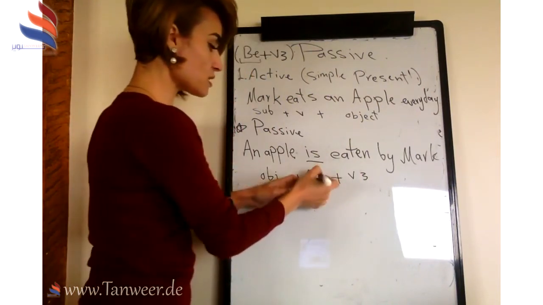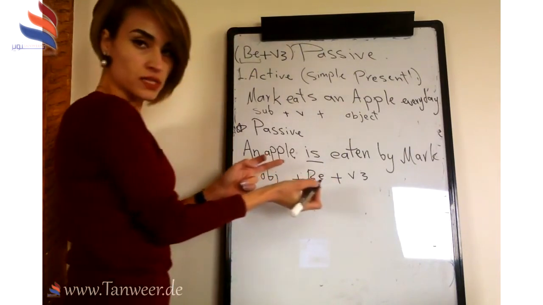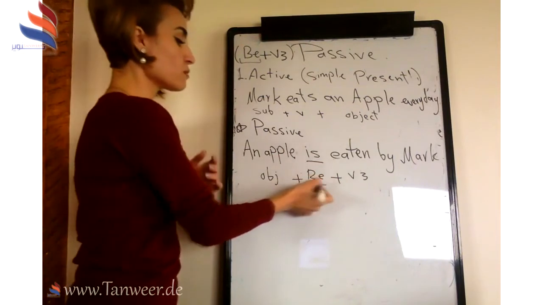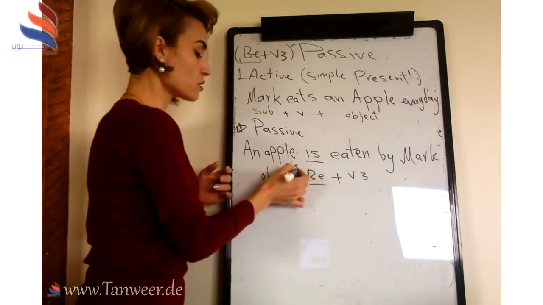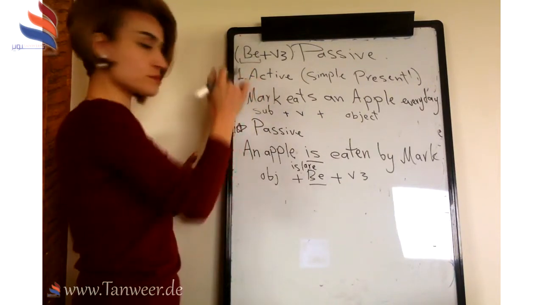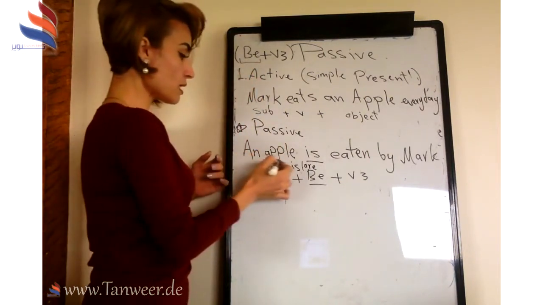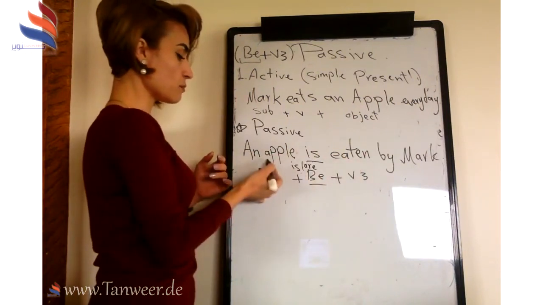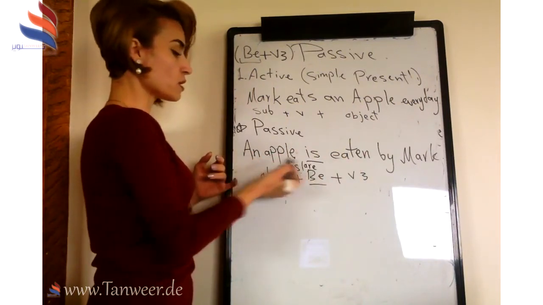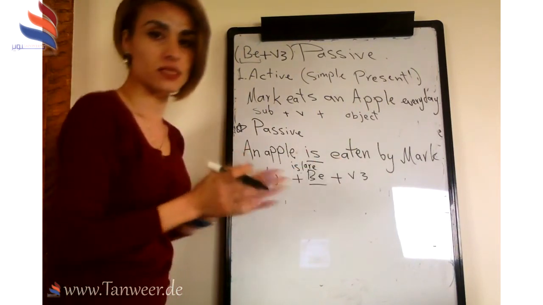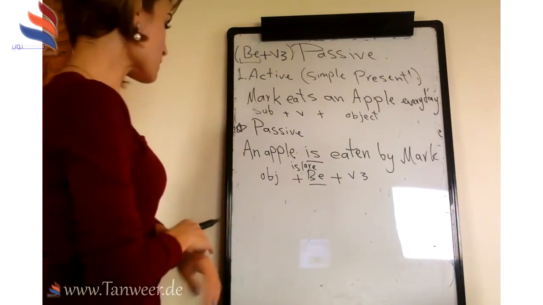Verb to be in the present is what? Is, are, right? But of course here we cannot use am. So verb to be in the present could be is or are, because the sentence is simple present. An apple is eaten. If it's plural, I can say some apples are eaten. Great? Okay, this is the idea of simple present.